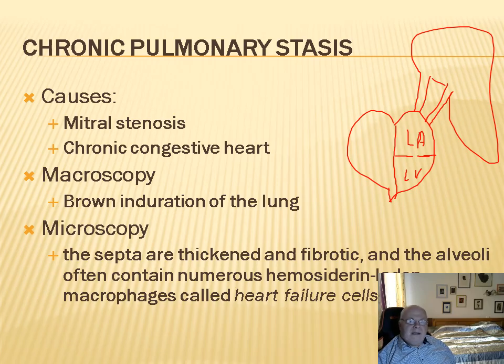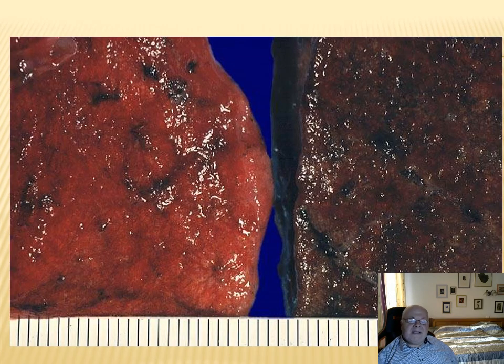Macroscopically, this lung, chronically affected by stasis, will be described as brown induration of the lung. And microscopically, it will have a very particular aspect, and we better see and explain this on images. Comparing with the normal lung, the chronic stasis in the lung generates, first of all, fibrosis.